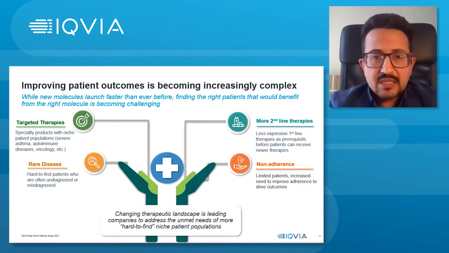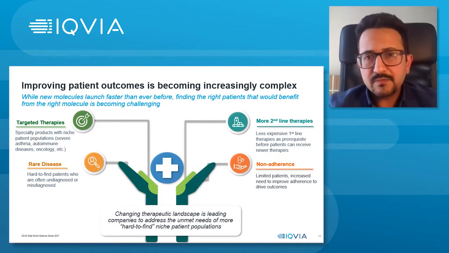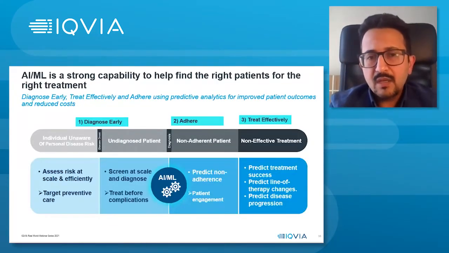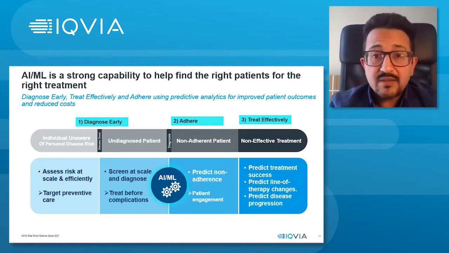Given these trends and challenges, companies are increasingly looking to innovative and precise solutions to find patients. And with the advances being made in technology and increasing volumes of data, AI and machine learning is emerging as a strong capability in meeting the need to find patients.